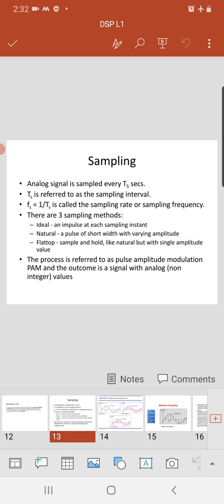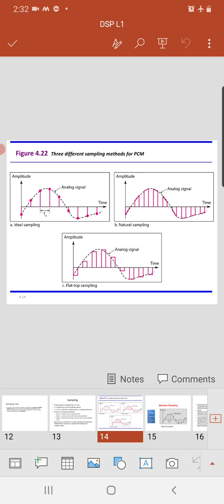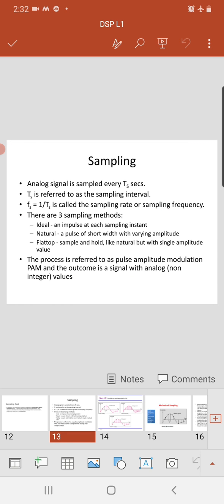Basically there are three sampling methods. One is ideal, second one is natural, and third one is flat top. Ideal means an impulse at each sampling instant. Natural means a pulse of short width with varying amplitude, and flat top means sample and hold like natural but with a single amplitude value. The process is referred to as pulse amplitude modulation, that is PAM, and the outcome is a signal with analog values. So there are three sampling methods: ideal, natural, flat top. In ideal, an impulse at each sampling instant; natural with varying amplitude; and flat top means sample and hold.